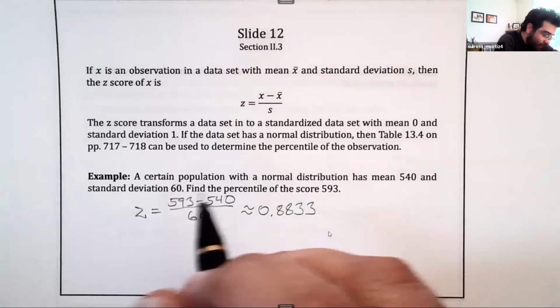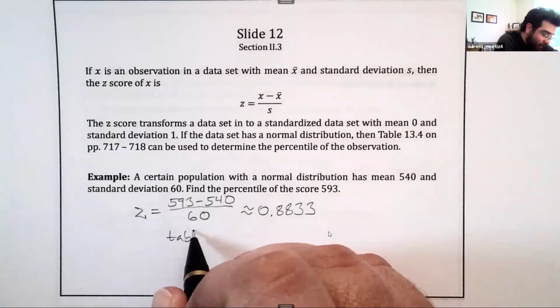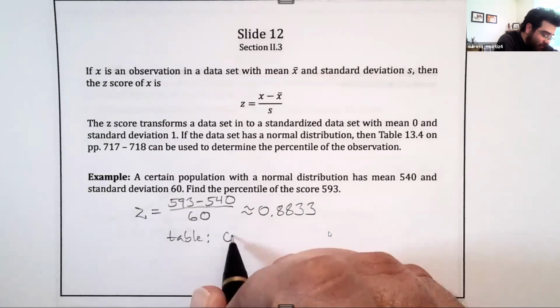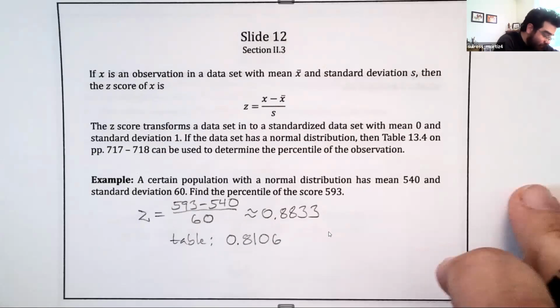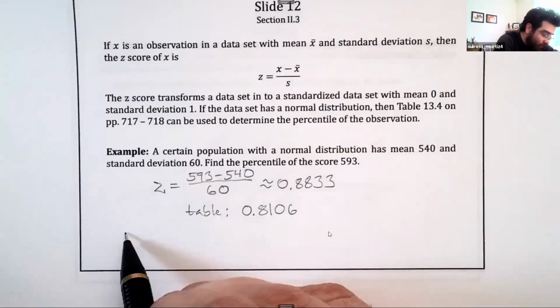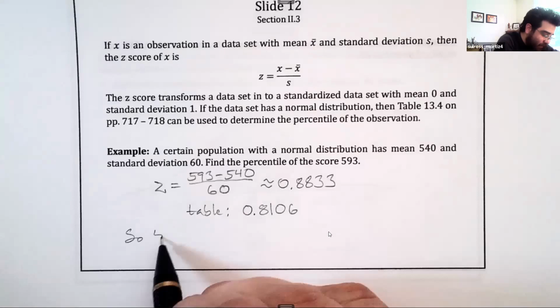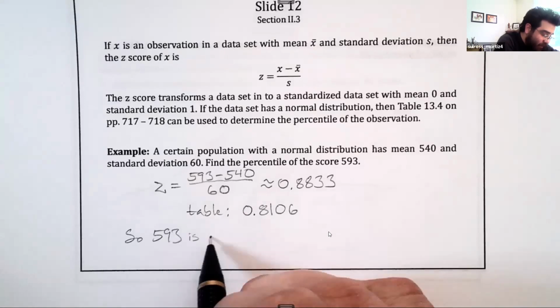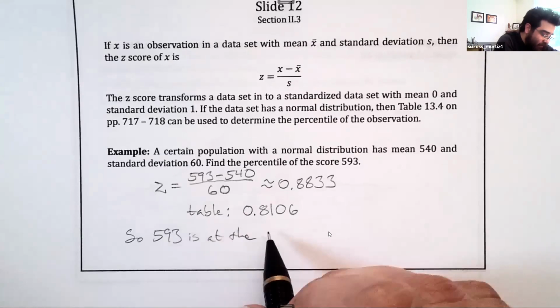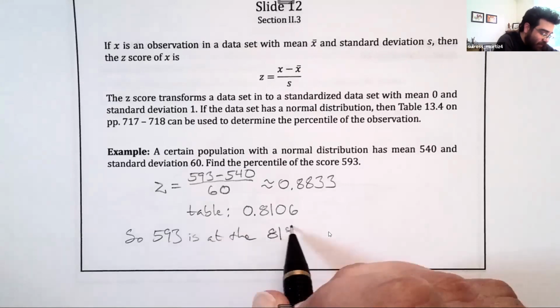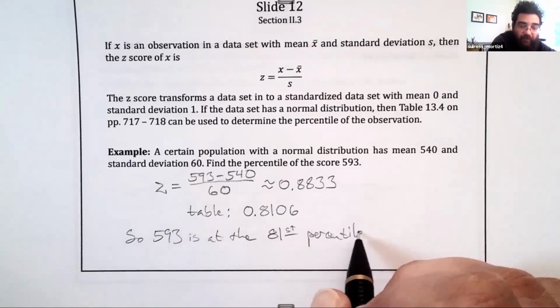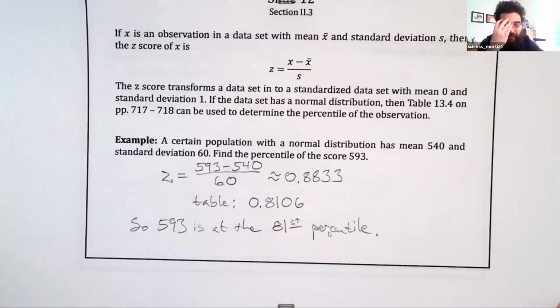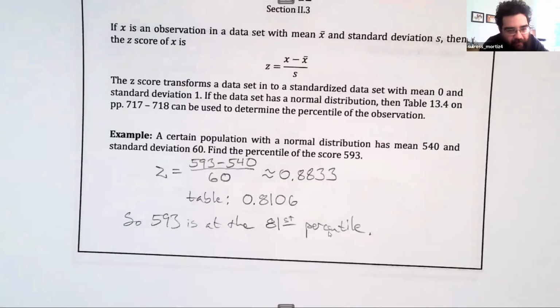So the table gives us 0.8106. So 593 is at the 81st percentile. So 81% of the population scored at or below 593.